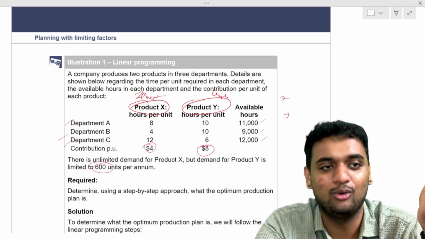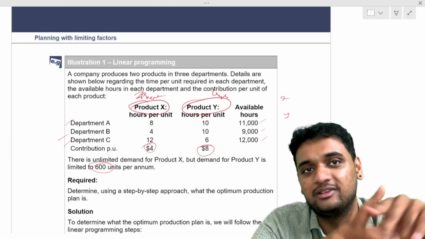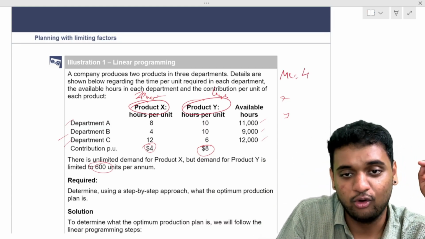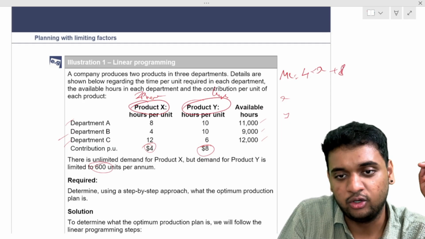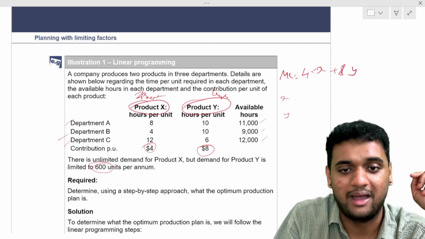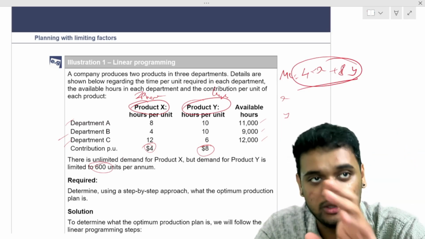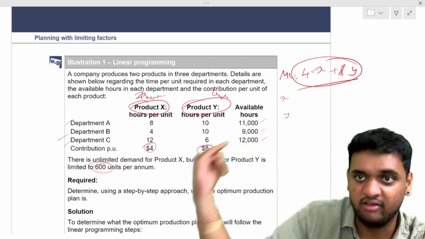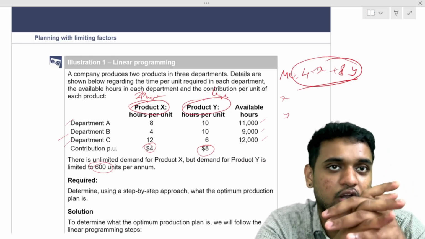So X into 4 rupees is the contribution per unit, plus Y into 8 rupees is the contribution per unit. So maximum contribution we will get is 4 into X number of units plus 8 into Y number of units. So maximum contribution is equal to 4X plus 8Y. And X and Y is what you have to find out. We will take it as X and Y, we will do the entire question, at the end we will get the answer for X and Y. And if you sum the X and Y, you will get the maximum contribution. That is what we have to find out.